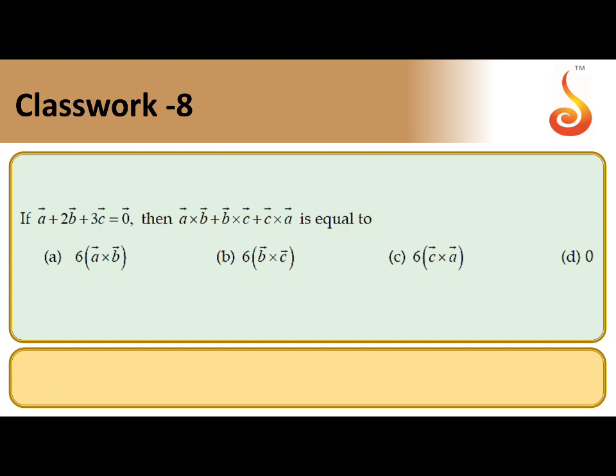Next, A bar plus 2B bar plus 3C bar equal to O bar. Then the value of A cross B plus B cross C plus C cross A we require here. So what is given? A bar plus 2B bar plus 3C bar equal to O bar. What is the value of A cross B plus B cross C plus C cross A? In terms of A cross B or B cross C or C cross A we want here. So I will solve the question in the next page.